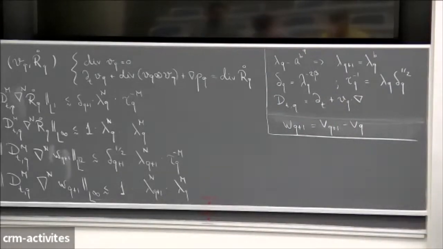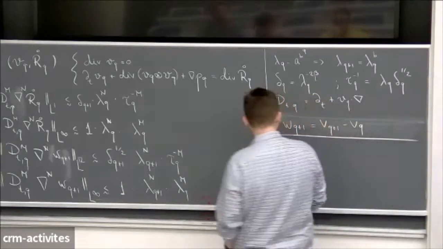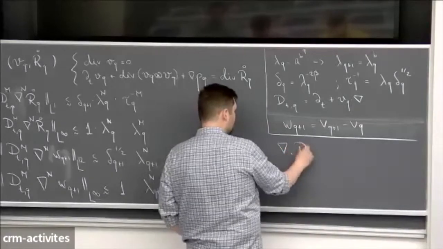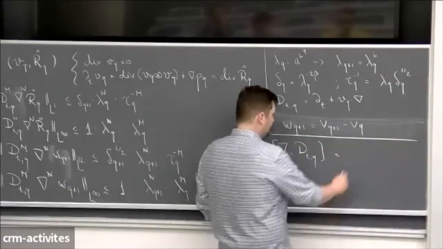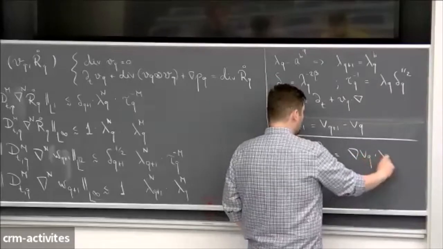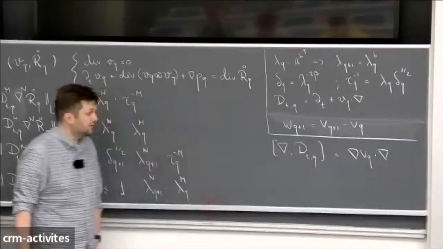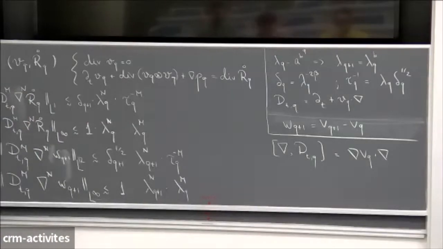All right. So I should make a little comment that these vector fields, gradient and D_t,q, do not commute. The commutator is not equal to 0. In fact, it's gradient of v_q dot grad. It's a first order differential operator. And as you can imagine, this is not going to fly because they don't commute. So in fact, you don't propagate this. You propagate all words of length m plus n in those letters because they don't commute.